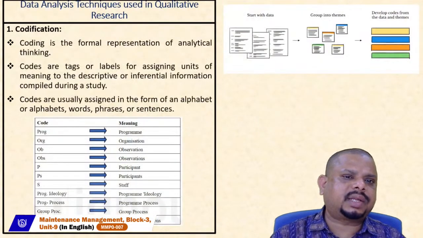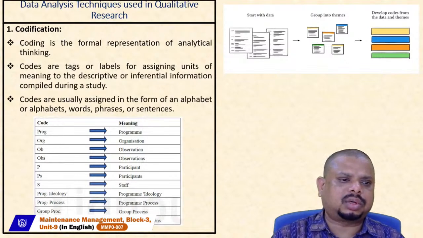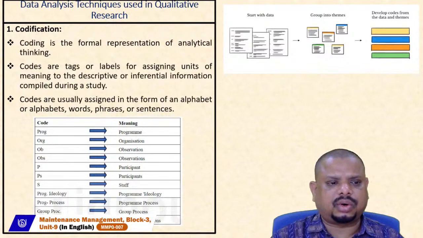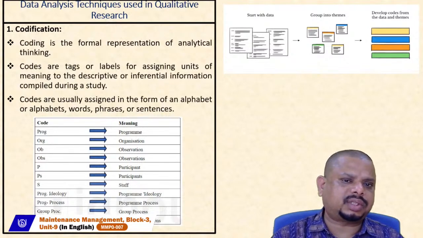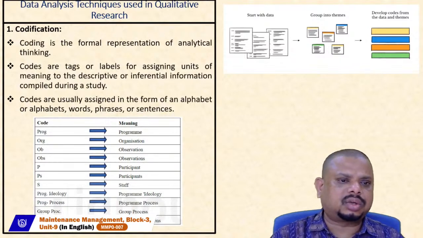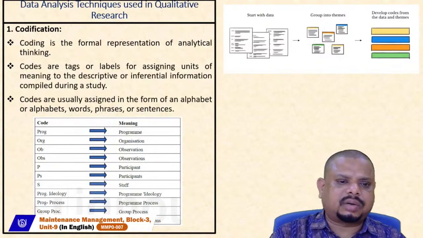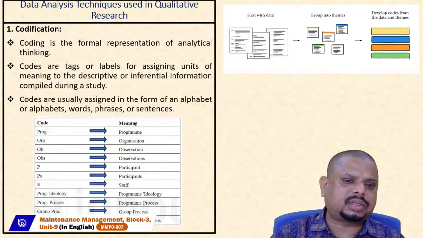The next one is data analysis techniques used in qualitative research. The first one we have is codification. I have given different codings. Let's understand what a code is and why coding is used in research, especially in data analysis techniques used in qualitative research. Coding is a formal representation of analytical thinking, and codes are tags or labels for assigning units of meaning to descriptive and inferential or statistical information compiled during the study.